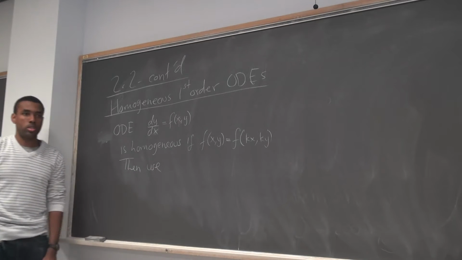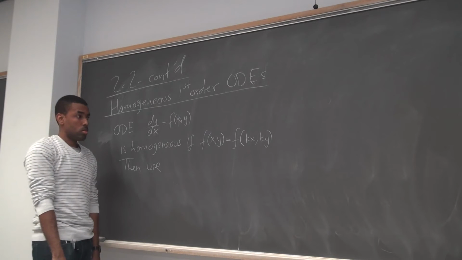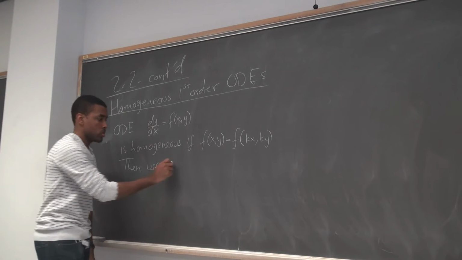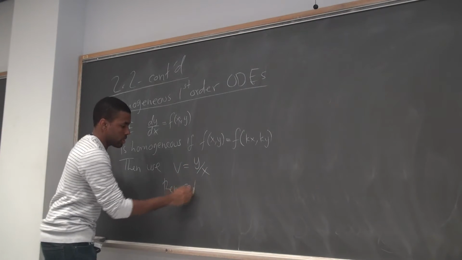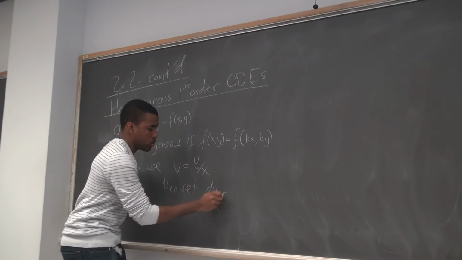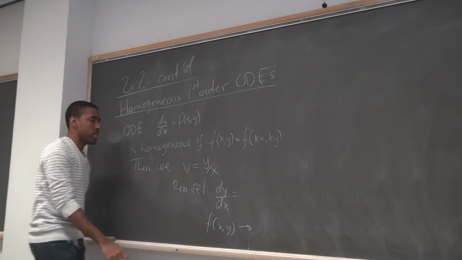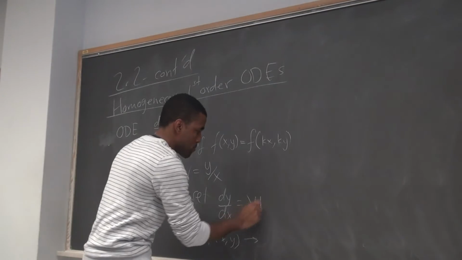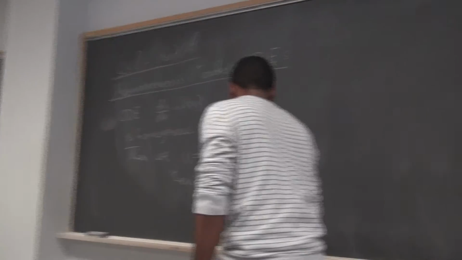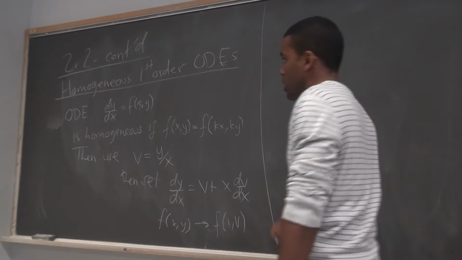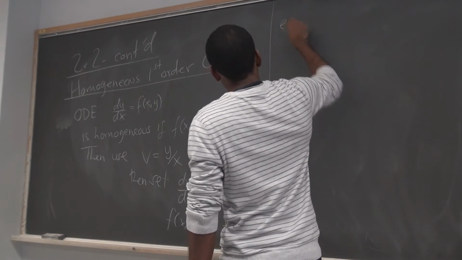What do you use to solve such a differential equation? Use a substitution, v equals y over x. Then dy/dx equals v plus x dv/dx, and your f of x, y becomes f of 1, v. All right, so that's how we solve these. So let's do an example.